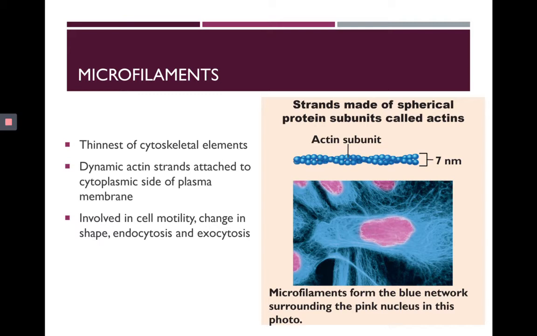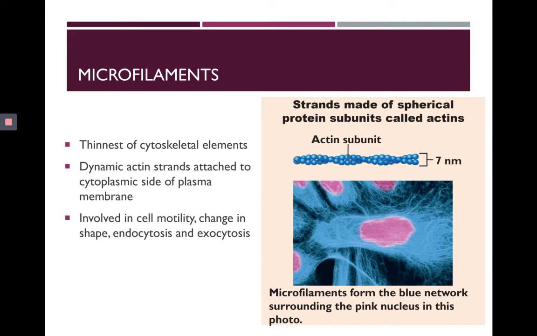So we'll start with microfilaments. Microfilaments are the thinnest of the cytoskeletal elements. They are made up of actin subunits, which are these circular subunits that link together. Usually two strands link together and then wrap around each other to create an actin strand. And these strands, which are made of spherical protein units, again, those are the ones called actin, are really able to give the cell motility.